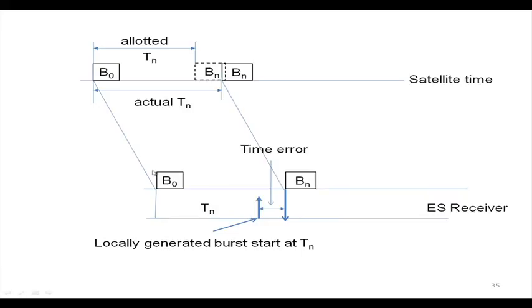Now, locally you can generate, with respect to the Bn, after Tn, which is the allotted time, a local reference. This is supposed to come, whereas you have got this. So, there is a time error. So, the locally generated burst time and the received burst time beginning will give you the time error. So, this time error has to be corrected every frame slowly.